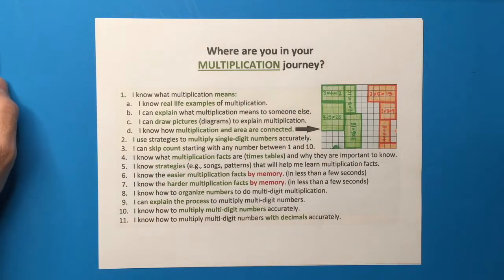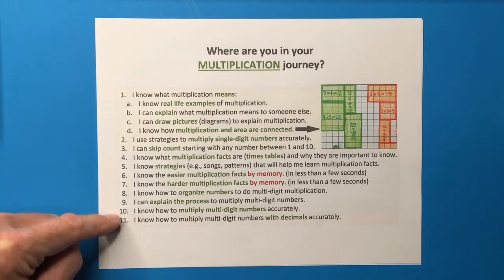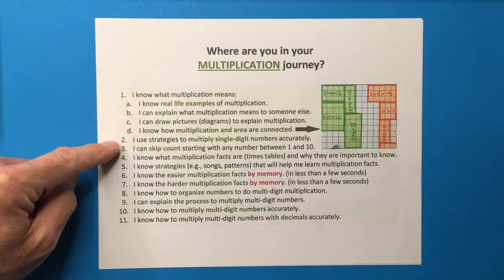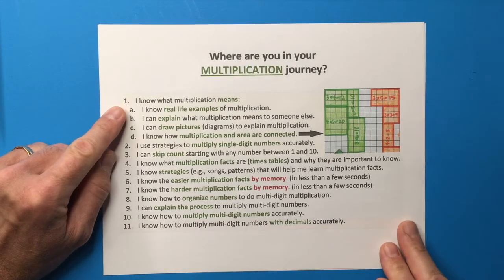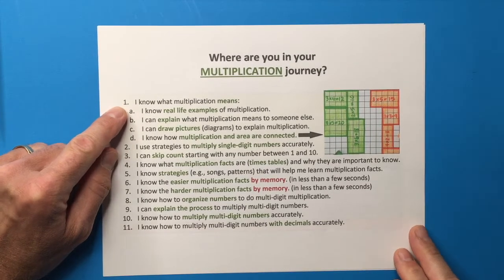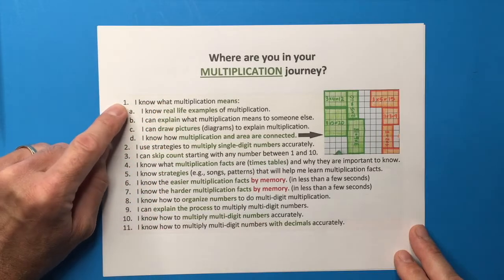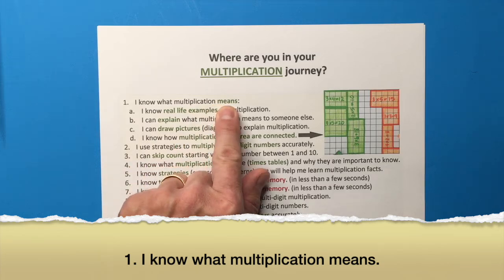The order in which these things are listed here on this paper, I'm going to go through this order starting at number 1 and working slowly down the list. So number 1, and this is the most important part of this entire journey. Number 1 says, I know what multiplication means.